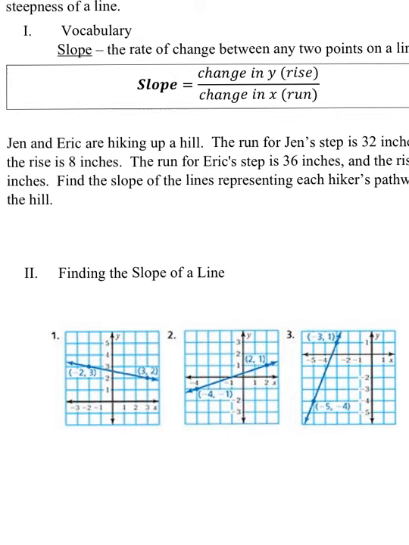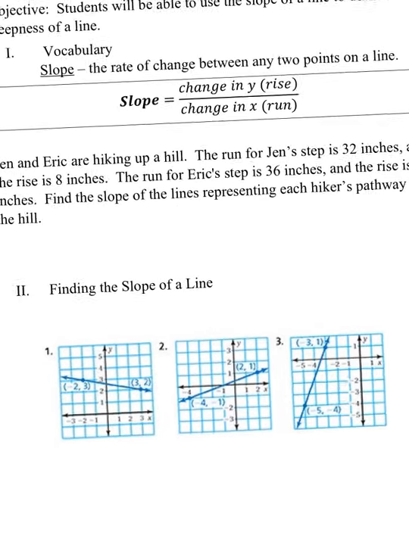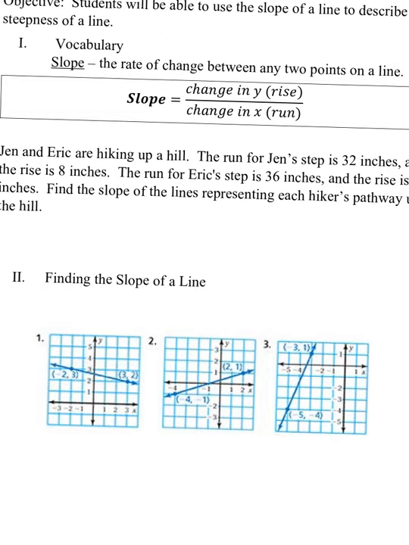Today's lesson is on slope and the slope of a line. So slope is the rate of change between any 2 points on a line. We can look at slope as the change in y, which is how much it's changing on your y-axis from one point to another, over the change in x. How much is it changing on your x-axis from the one point to the other?